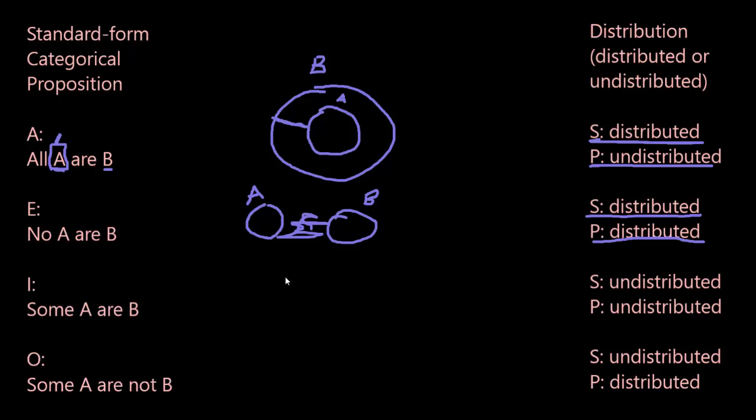For I statements, all that we know is that there must be some overlap between A's and B's, because there's at least one thing that exists in that overlap. We've committed ourselves to that. But we don't know if all A's are B's or if all B's are A's. So we don't know anything more than just about this one thing.